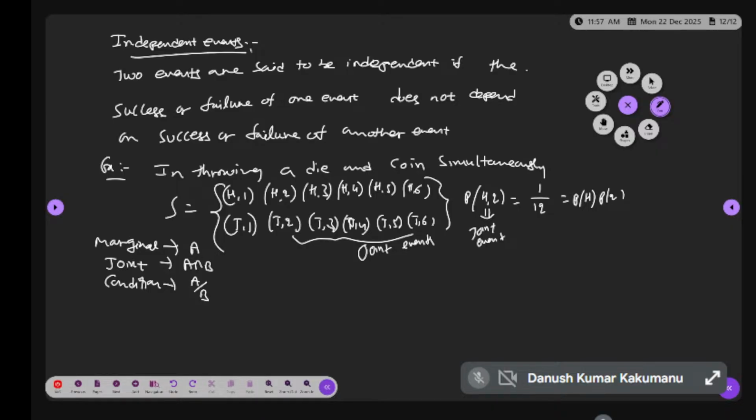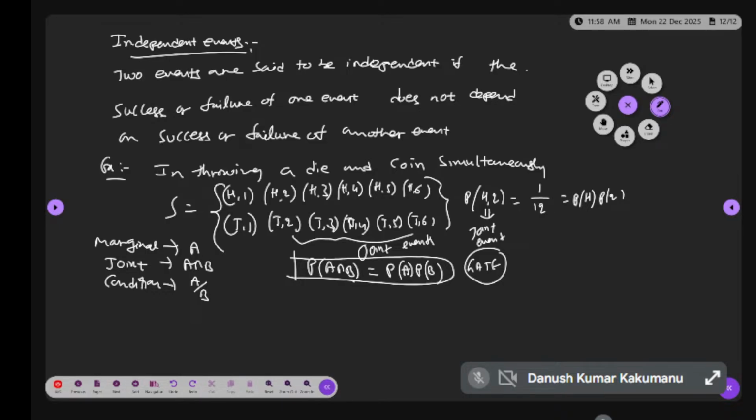What is the condition for independent events? Probability of A intersection B is equal to probability of A into probability of B. This is the condition for independent events. The probability of the joint event is equal to the product of the marginal probabilities. Yes or no? You are understanding? This is also from previous GATE papers, and some questions are there based on this formula in the GATE bits.